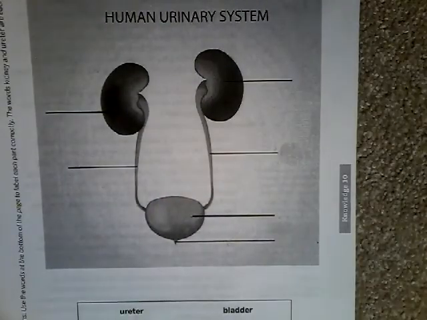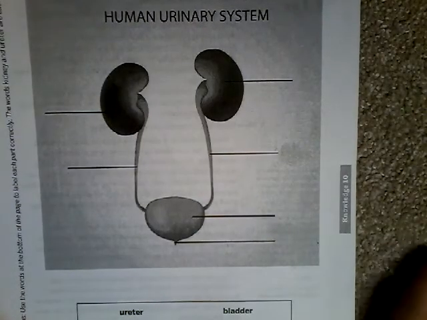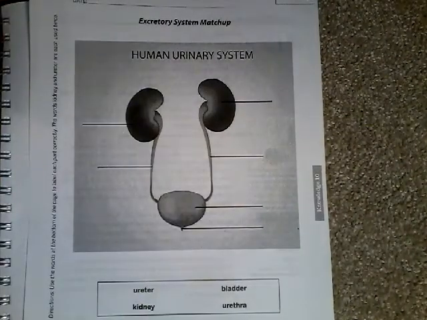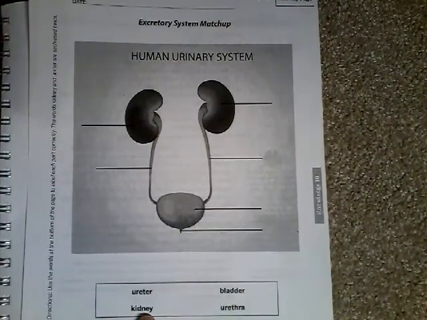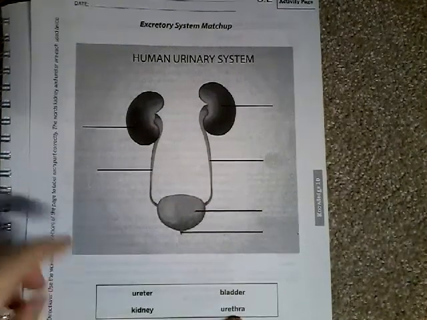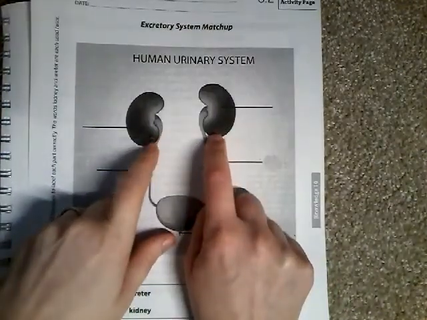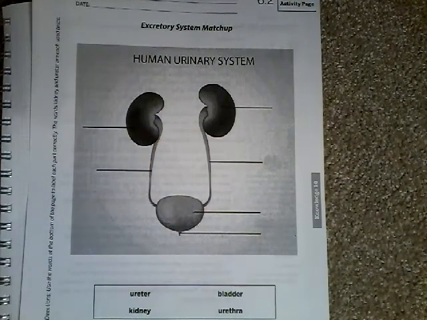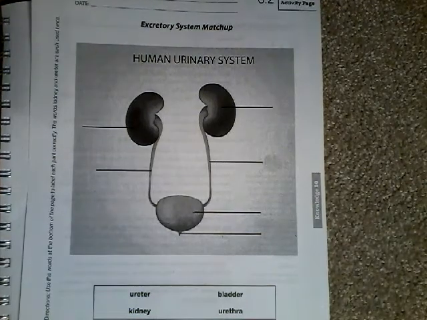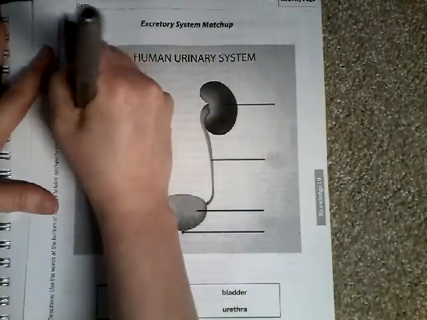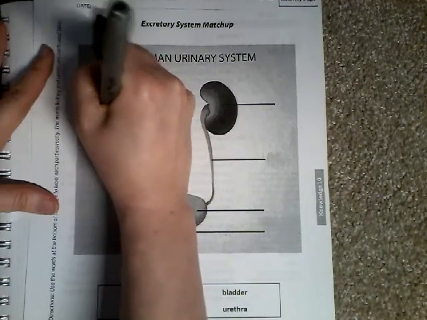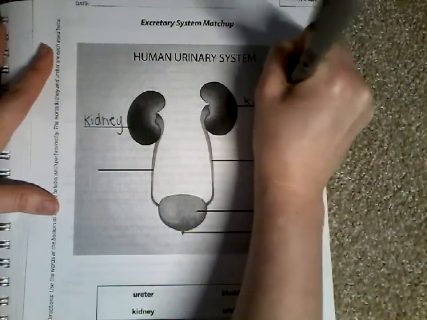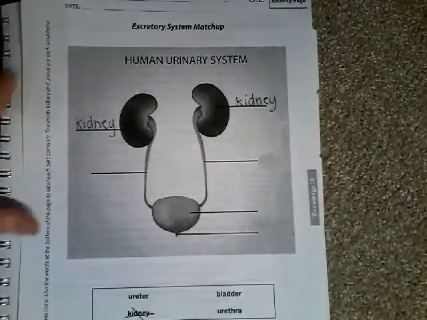So the next page is a diagram of the excretory system that we learned today. So on the bottom, we have our word bank. We have the ureters, the bladder, kidney, and urethra. So what was this bean-shaped organ called? Those are your kidneys. Even though it's only on there once, we're going to write it twice. You can go ahead and cross it off.